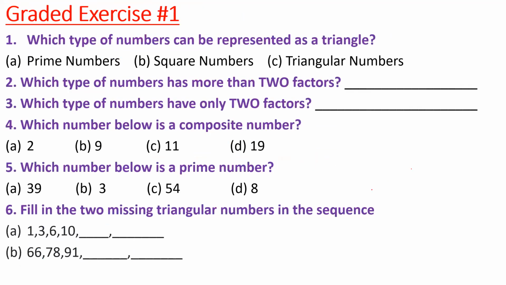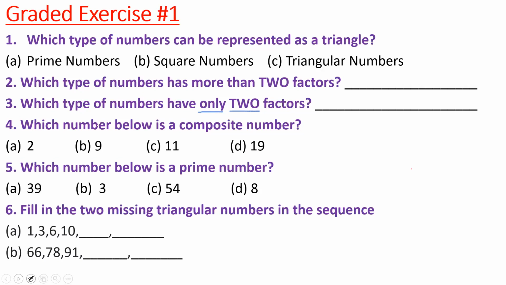For this one, make sure you write down the question as well as the options. The first question says, which type of numbers can be represented as a triangle? Is it A, prime numbers, B, square numbers, C, triangular numbers? The next question says, which type of numbers has more than two factors? So put the answer there. The next question says, which type of numbers have only two factors? Remember, we are only talking about the ones that have only two factors.